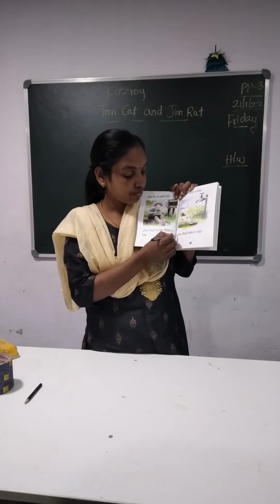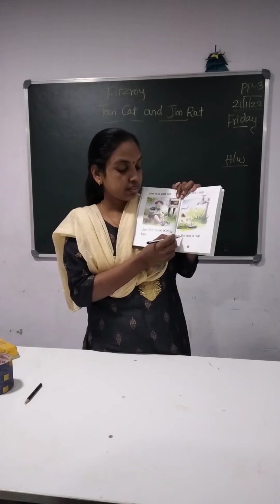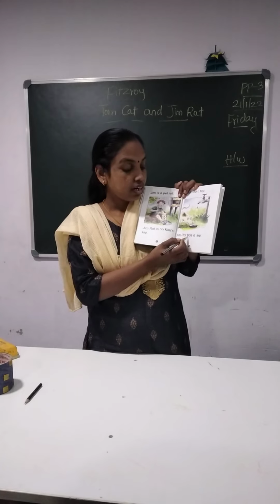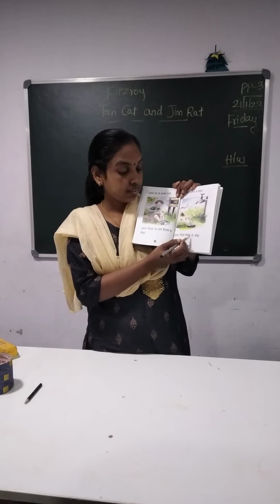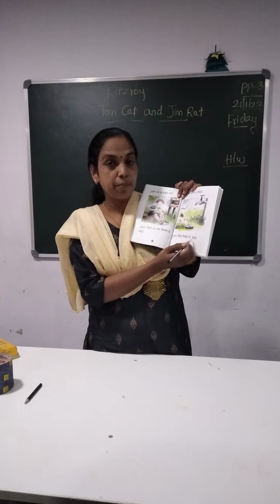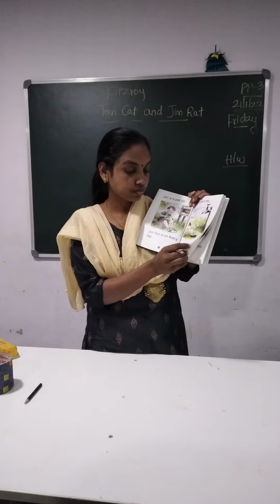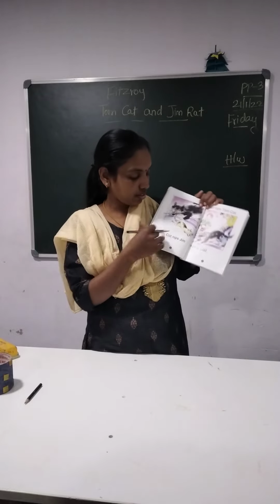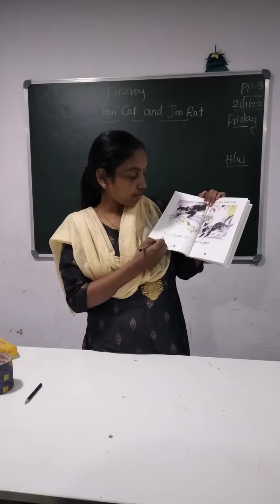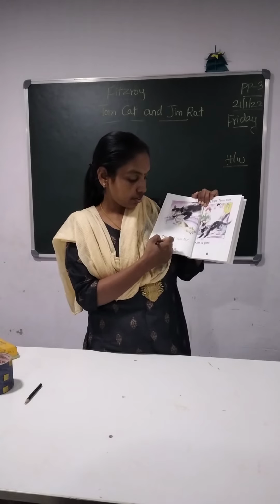Okay. Jim. J-I-M. Jim rat. R-A-T. Rat has. Has a sip. A sip. Okay. Jim rat has a sip. Next, Tom cat nips Jim rat. Okay, Tom cat nips Jim rat.